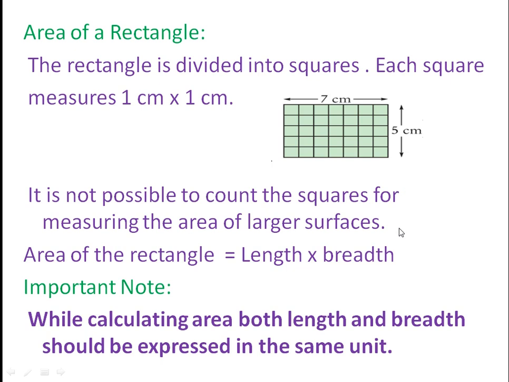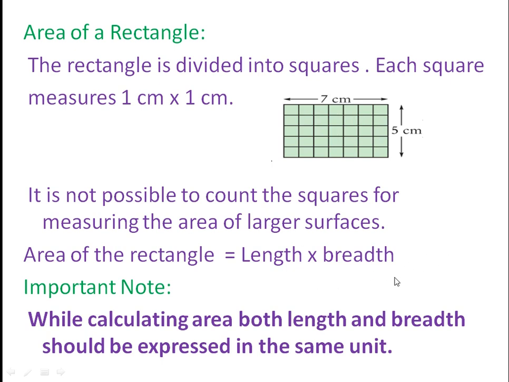And also, even without having the length value and breadth value, we can find them here. First, count the squares. 1, 2, 3, 4, 5, 6, 7 squares are there. This rectangle's length is 7 centimeters. See here, breadth: 1, 2, 3, 4, 5. 5 squares are here. The breadth value is 5 centimeters. Like this, we can find the length and breadth values by counting the squares.